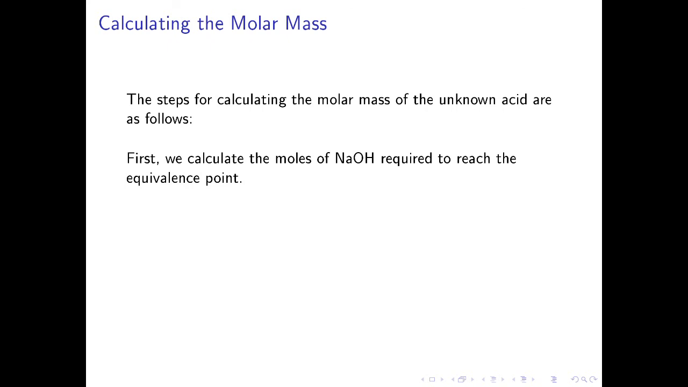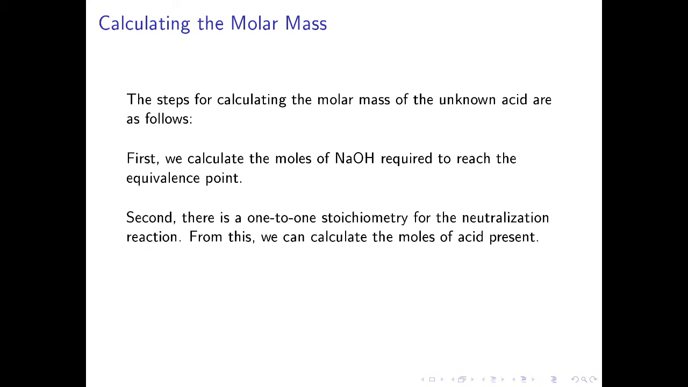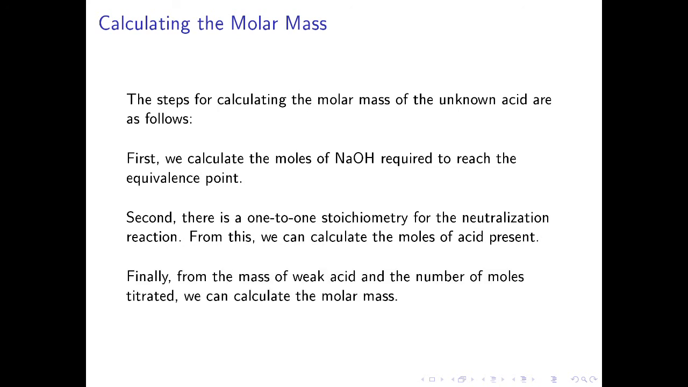First, we calculate the moles of sodium hydroxide required to reach the equivalence point. Second, we remember that there is a 1-to-1 stoichiometry for the neutralization reaction. This is due to the fact that we are titrating a monoprotic acid. From this stoichiometry, we can calculate the moles of acid that are present in our system. And finally, from the mass of the weak acid and the number of moles titrated, we can calculate the molar mass.